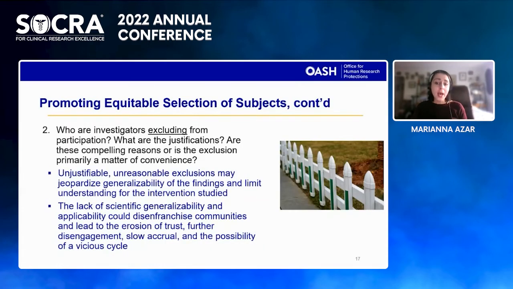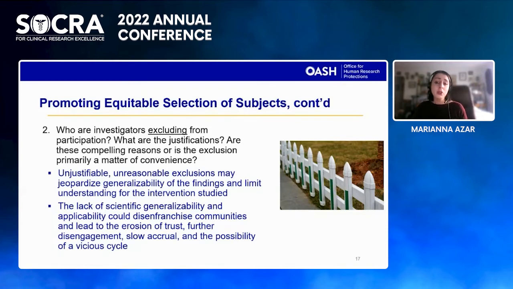Now, we should also actively ask why investigators are excluding certain people. So, what are the justifications for the exclusion? Are the reasons for exclusion specific and compelling, or are they just general and vague? Is the exclusion just a matter of expedience or convenience for the researchers?